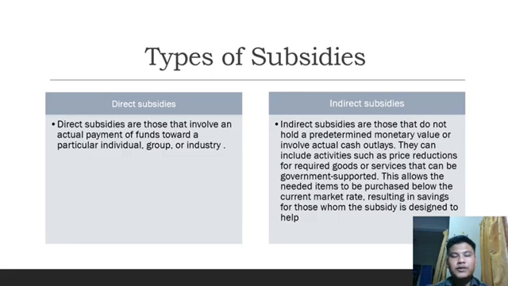There are two types of subsidy, which are direct subsidies and indirect subsidies. Direct subsidies are those that involve an actual payment of funds towards a particular individual, group or industry. Indirect subsidies are those that do not hold a predetermined monetary value or involve actual cash outlays. They can include activities such as reductions for required goods or services that can be government supported. This allows the needed item to be purchased below the current market rate, resulting in savings for those whom the subsidy is designed to help.